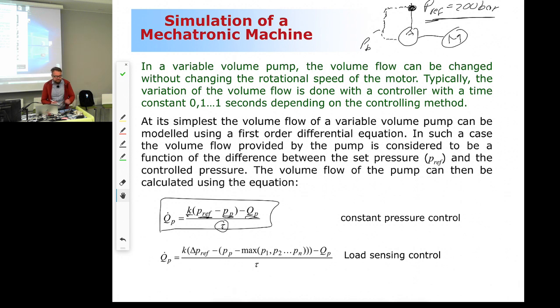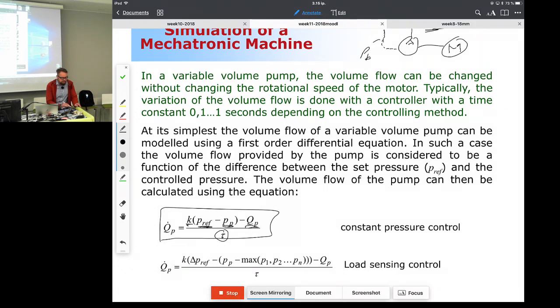Okay, so the difference is that we are monitoring the pressures from a number of locations in the hydraulic circuit. These are the locations close to actuators. So we're measuring the pressure right in, say, the different hydraulic cylinders. Typically these are the cylinder pressures, and we are selecting the one that is the highest. And then we make sure that the pump is capable of reacting to this highest pressure.